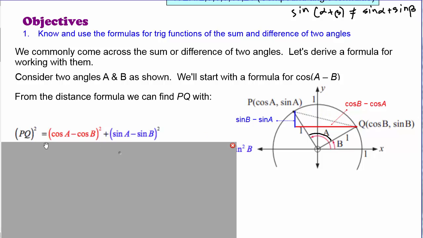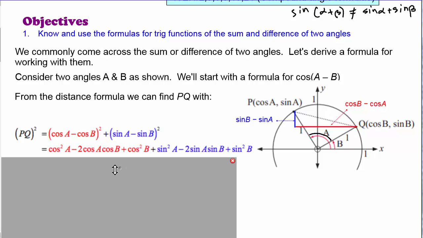So that's an expression for PQ squared, and we can simplify it a little bit more, or expand it, I guess. Take a look at this. We expand this, we get cosine A squared minus 2, twice the product of these, 2 cosine A cosine B plus cosine B squared. And do the same thing with sine. We get sine squared A minus 2 times the sine A sine B, that's twice the product there, and sine squared of B.